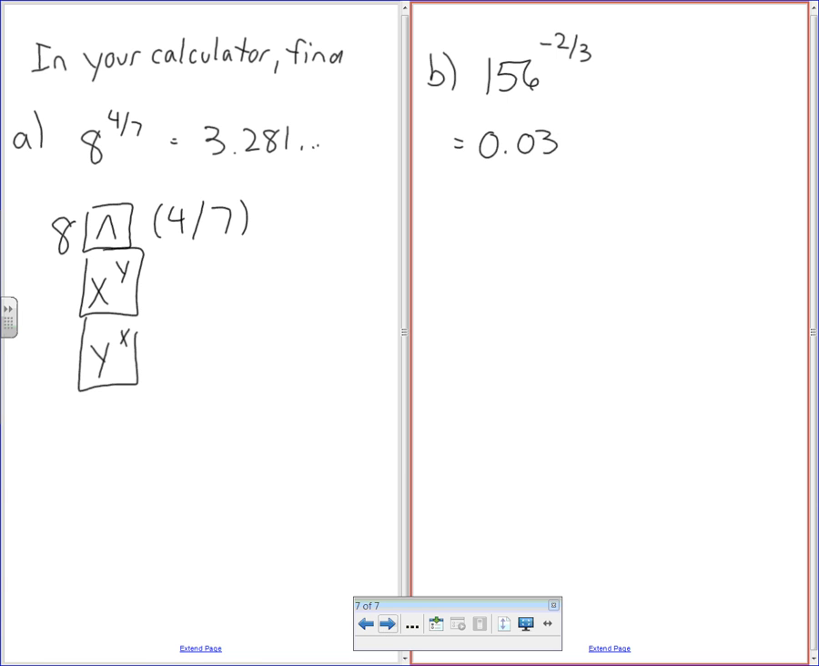Now, how can I tell that looks good? Why are there decimals in this question? Negative exponent, right? It's like 1 over 156 to the 2/3. All right, so it's going to be like that.